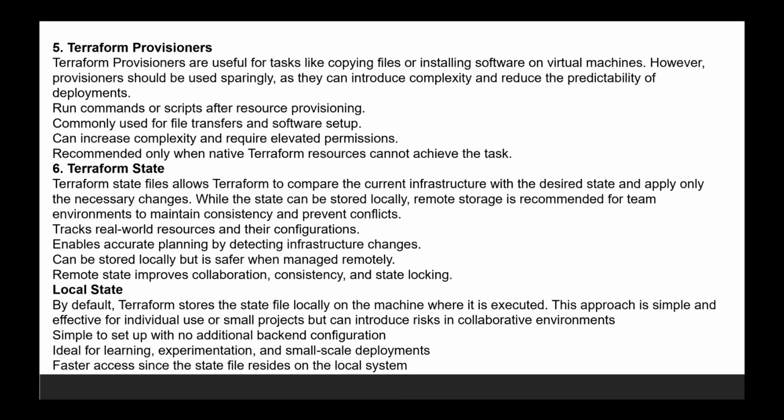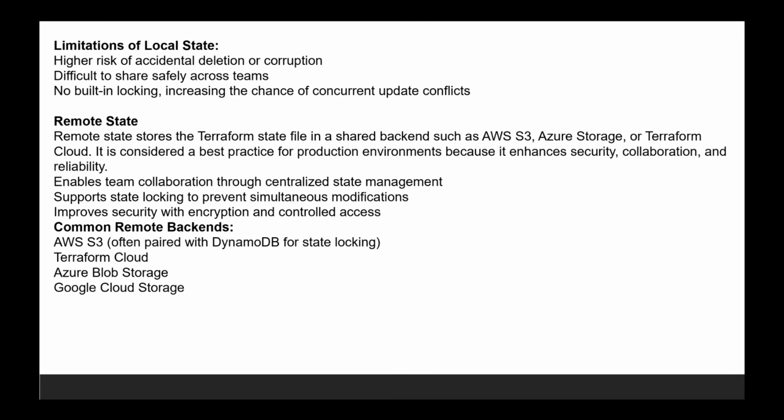Another one is local state. By default, Terraform stores the state file locally on the machine where it is executed. This approach is simple and effective for individuals and small projects. It is ideal for learning, experimentation, and small-scale deployments, and gives faster access since the state file resides on the local system. So what are the limitations of local state?